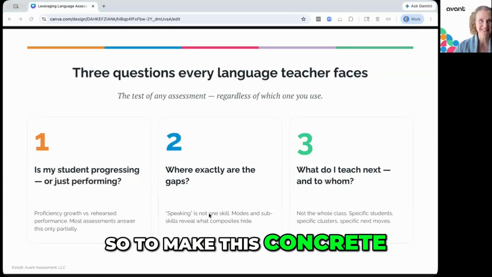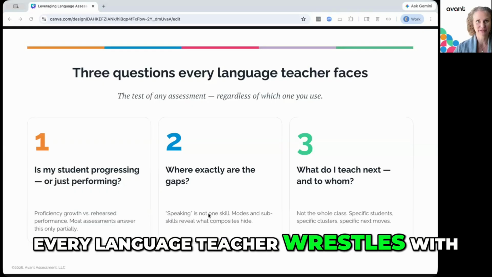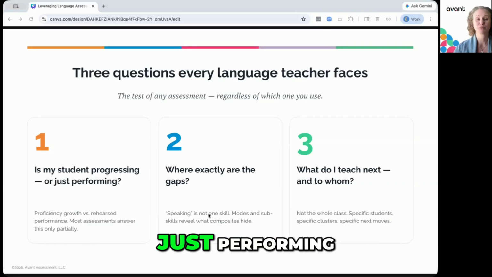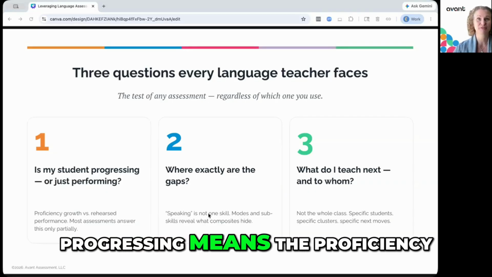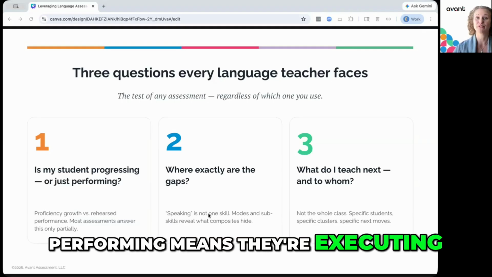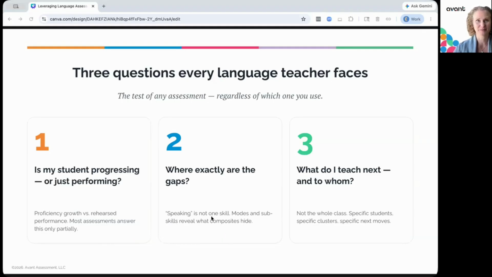So to make this concrete, here are the 3 questions that we think every language teacher wrestles with, regardless of which assessment they're using. Number 1, is my student progressing or just performing? Progressing means the proficiency itself is growing. Performing means they're executing what we've practiced. These are different things, and a good assessment can tell them apart.